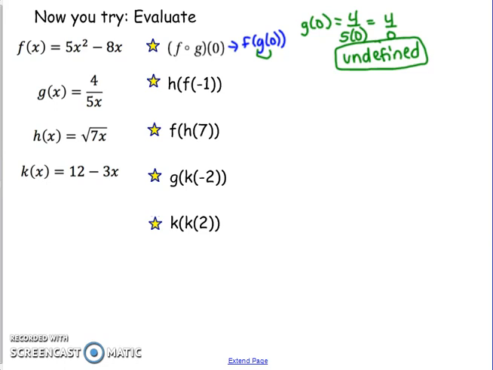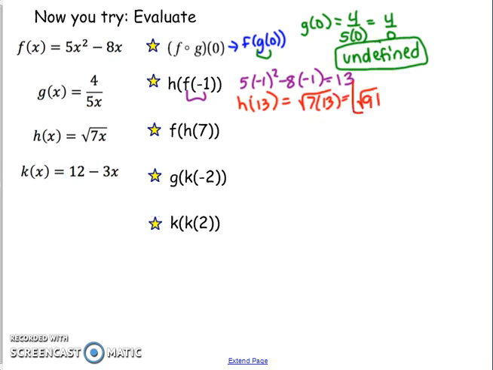h of f of negative 1. We're going to do f of negative 1 first: 5 times negative 1 squared minus 8 times negative 1. That's going to give us 13. And then we're going to do h of 13. The square root of 7 times 13 is the square root of 91.